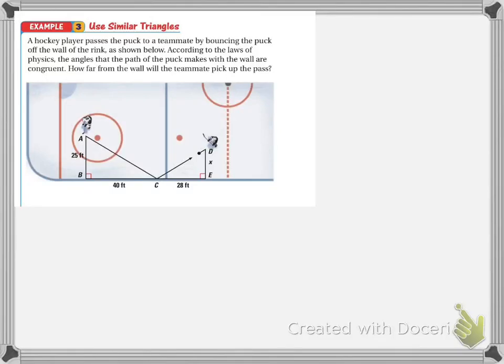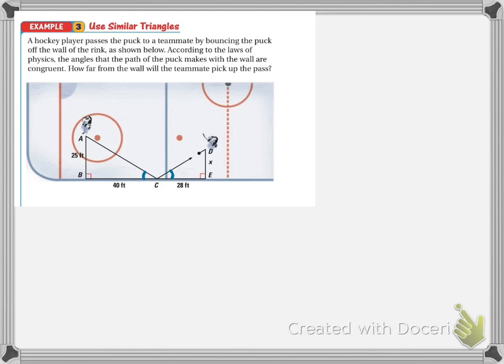Okay, so in this example, I'll go ahead and read the problem. A hockey player passes the puck to a teammate by bouncing the puck off the wall of the rink, as shown below. According to the laws of physics, the angles that the path of the puck makes with the wall are congruent. So what that means is, for example, you see this hockey puck, if it bounces off the wall, this angle and that angle are congruent.